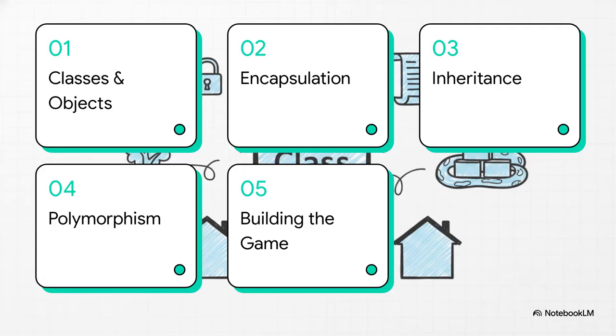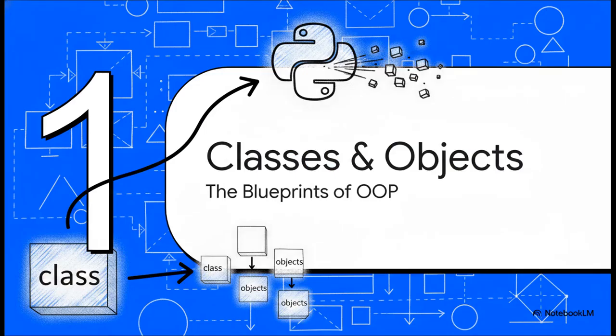Here is our roadmap for today. We'll start by breaking down classes and objects. Then we'll hit the core pillars: encapsulation, inheritance, and finally, polymorphism and abstraction. After that, we put it all together by building the high-low game. Let's kick things off with Section 1, Classes and Objects Explained.